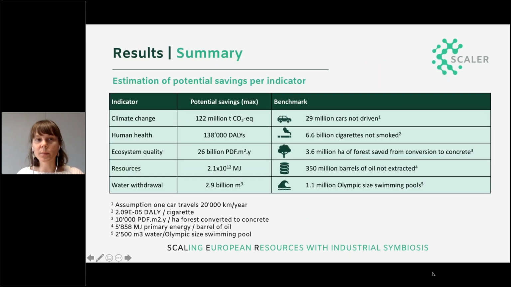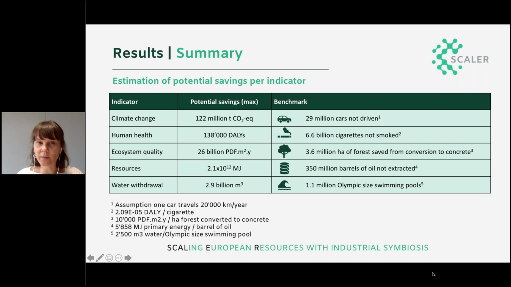And so to summarize, for each of the indicators, we calculated potential savings, which is the second column, but these are presented or converted into benchmarks that might have more meaning. So what these numbers mean is, for example, for climate change, if the 100 synergy types that were evaluated were scaled up and put in place across all of Europe, the savings generated would be equivalent to about 29 million cars not driven, or taking 29 million cars off the road.